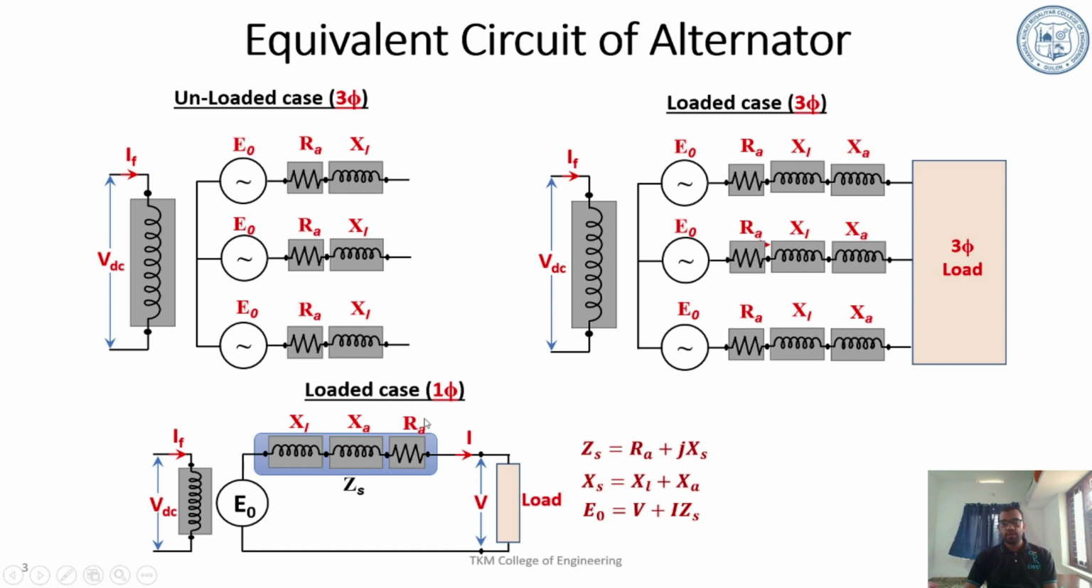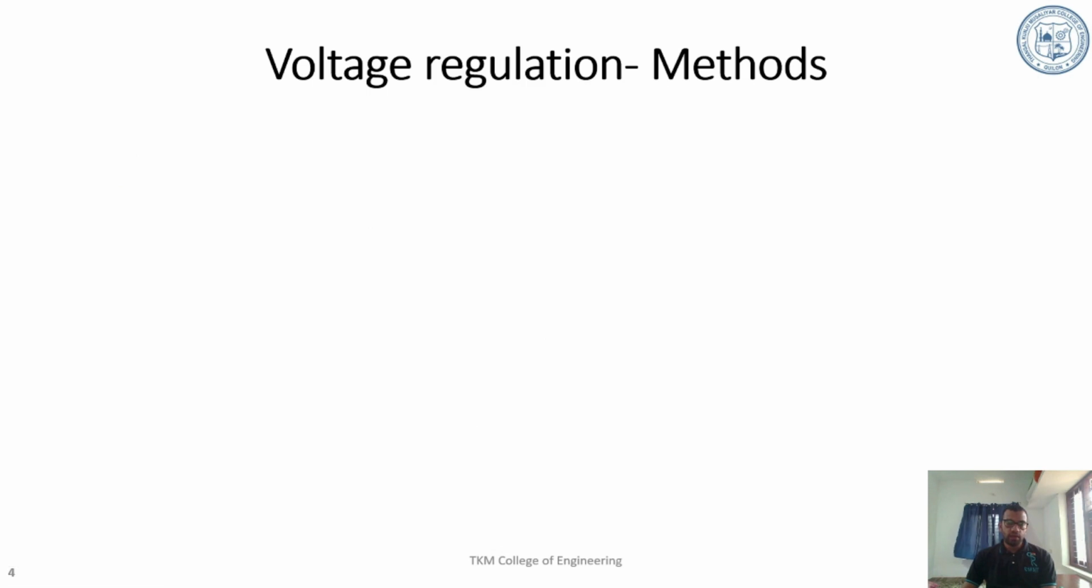This is the loaded case equivalent circuit corresponding to single phase manner. Here, E0 is the no load induced EMF per phase. This is the total impedance of the machine, which is termed as synchronous impedance ZS. The total reactance of the machine, that is XL and XA, is termed as synchronous reactance. So synchronous impedance is equal to Ra plus jXs. From this equivalent circuit, applying KVL, we can write the expression as E0 is equal to V plus I into Zs.